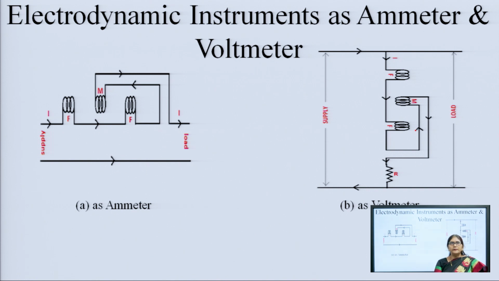Now, this is the electrodynamometer instrument which acts as an ammeter and voltmeter. We can see that the two fixed coils and the moving coil are all connected in series, because we are going to use it as an ammeter. So, it is connected in series with the load. When we want to use this electrodynamometer type instrument as a voltmeter, as we can see here, these coils are connected in series, but they are placed parallel to the load, so that it can measure the voltage across the load.